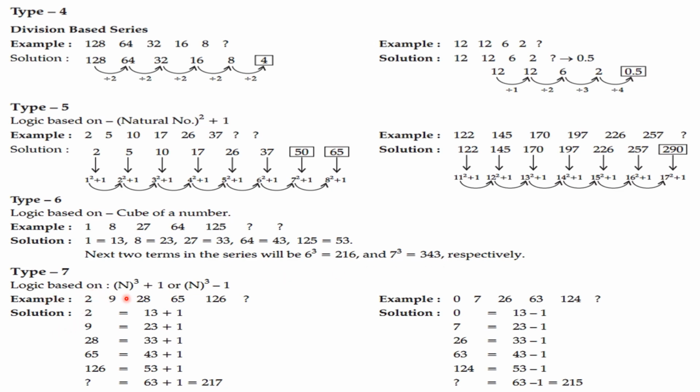Type 7: logic based on n cube plus 1 or n cube minus 1. Example: 2, 9, 28, 65, 126. 2 is equal to 1 cube plus 1, 9 is 2 cube plus 1, 28 is 3 cube plus 1, 65 is 4 cube plus 1, and 126 is 5 cube plus 1. The next number is 6 cube plus 1, which is equal to 217.